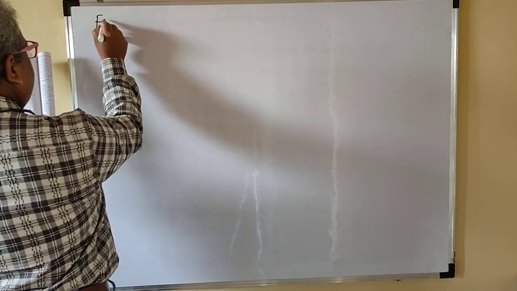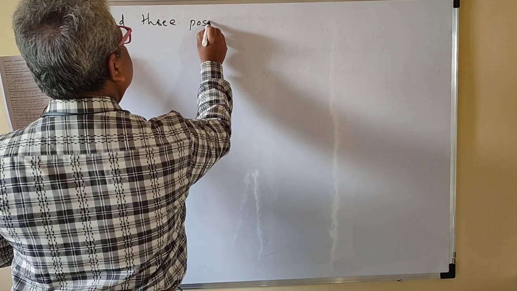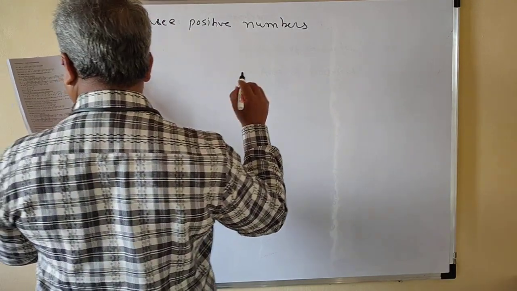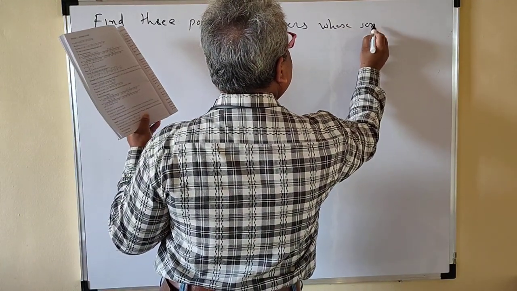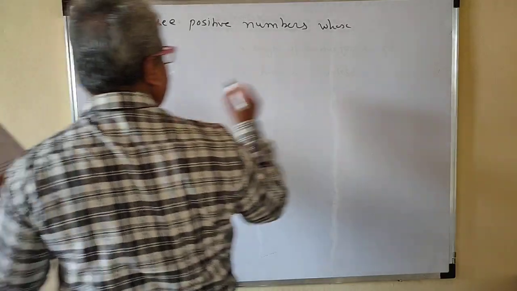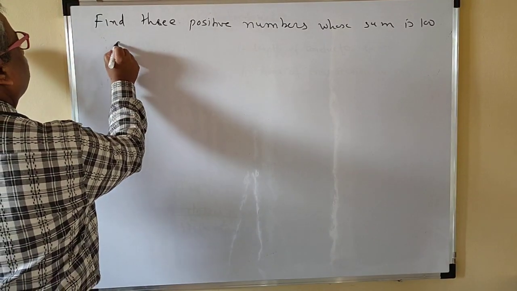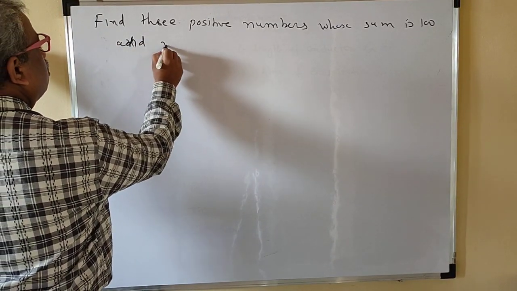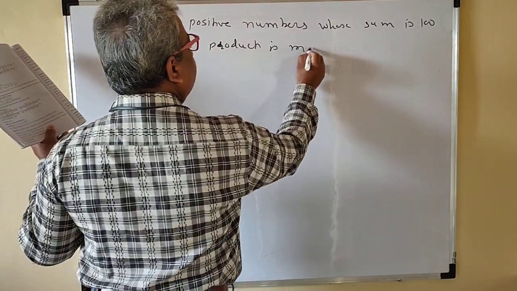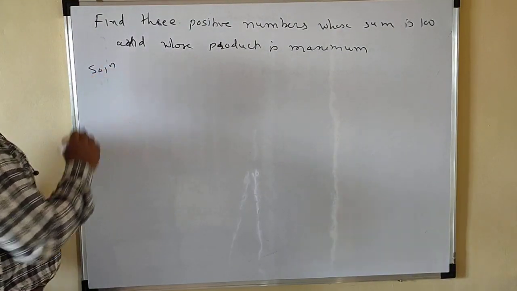Find three positive numbers whose sum is 100, and whose product is maximum. Okay, solution. Three positive numbers.